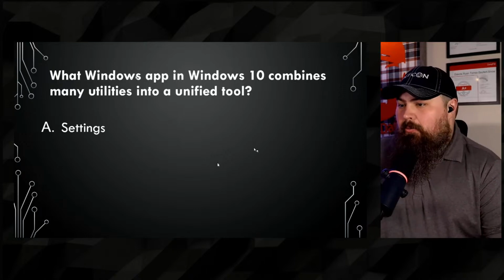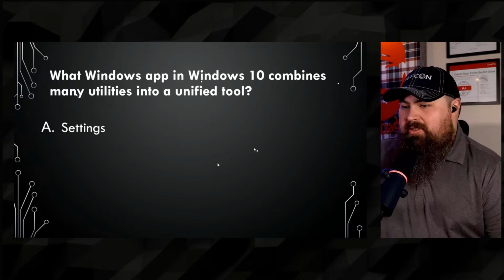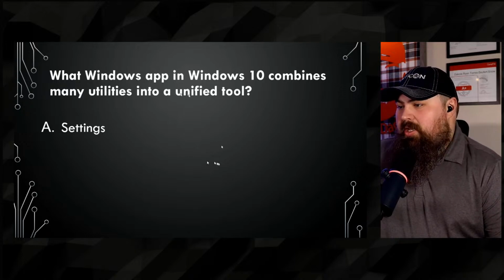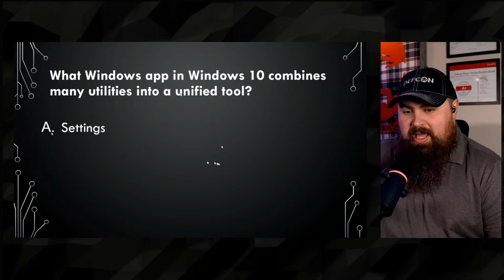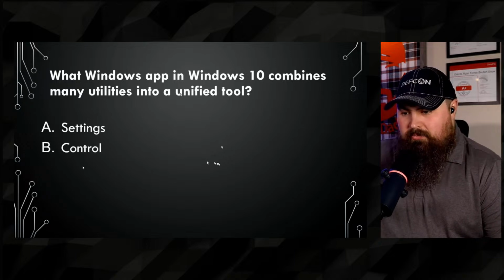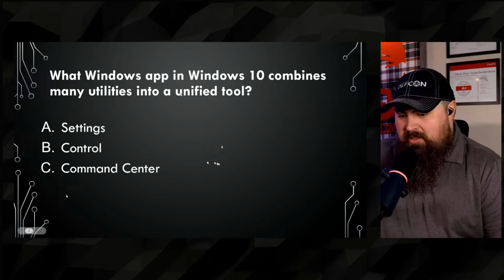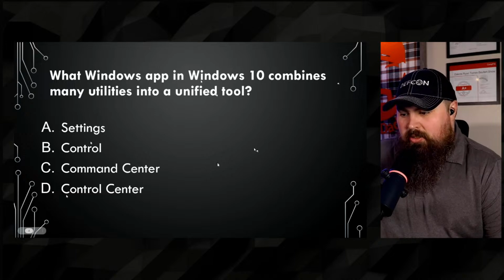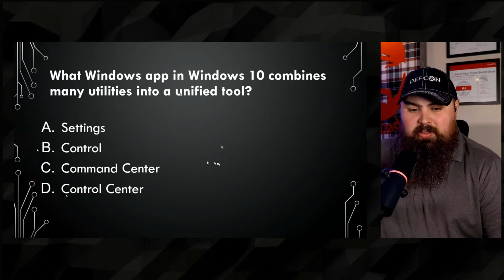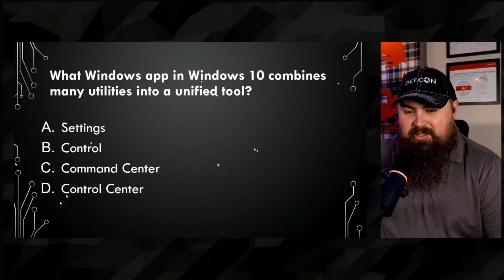Okay, what Windows app in Windows 10 combines many utilities into a unified tool? Is it A, settings, B, control, C, command center, or D, control center? Which one of the following?